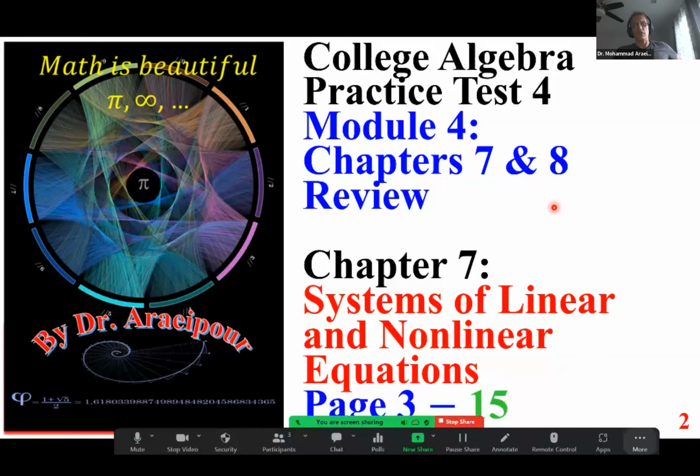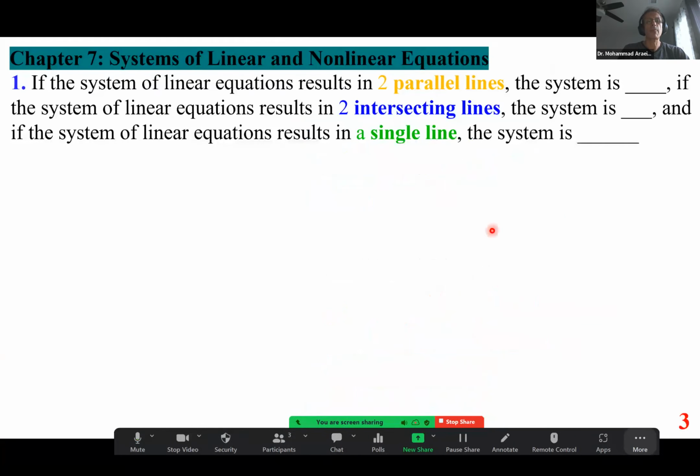Good afternoon, class. You're looking at Module 4, College Algebra, that covers Chapter 7 and Chapter 8. Chapter 7, Systems of Linear and Nonlinear Equations.